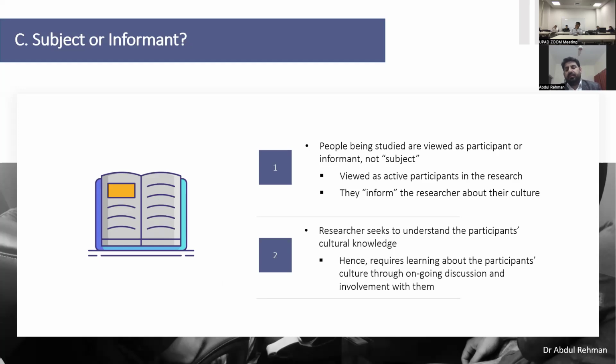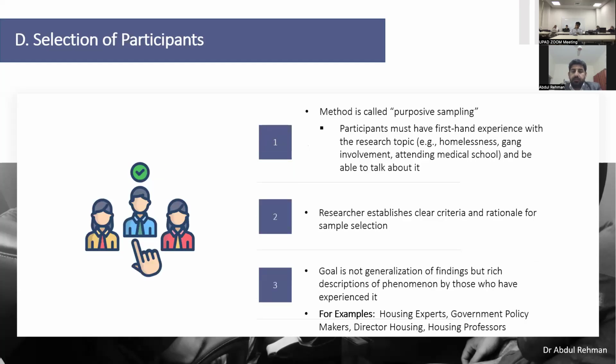Subject or informant, as I told you earlier, in qualitative research, every participant is very important and is viewed as an active participant, because that participant is an expert in that field, or you can say has enough knowledge. So we will go for selective informants with good knowledge. That's why we say they are viewed as active participants in the research. Selection of participants is very important.